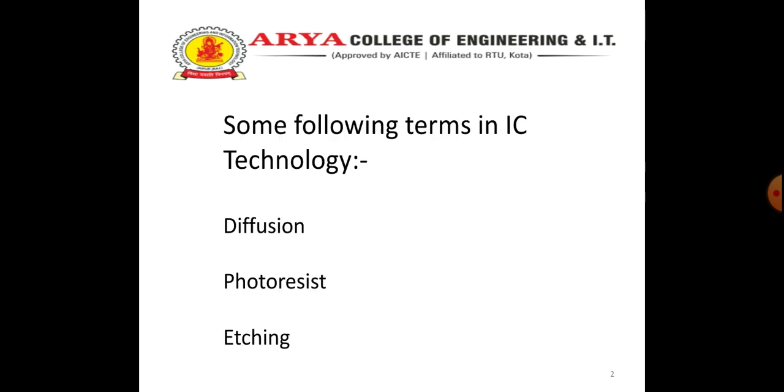Now, some following terms in IC technology: diffusion. Diffusion is the term that means the movement of molecules from high concentration region to the low concentration region. We have already discussed this in our class. Photoresist is a material that reacts with light and forms a chemical compound. Now, etching is a selective removal of the material from the substrate.